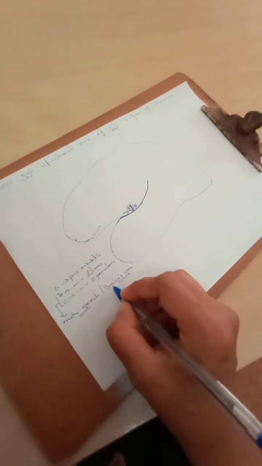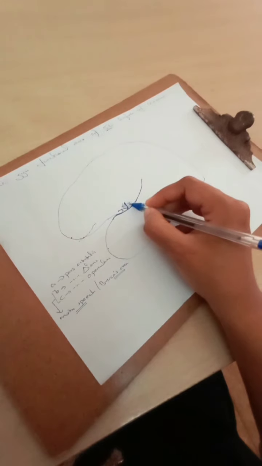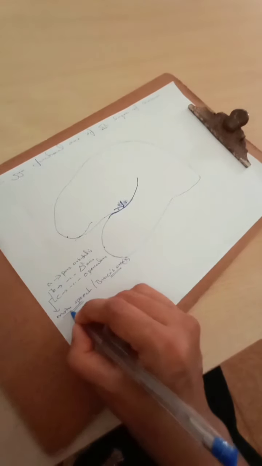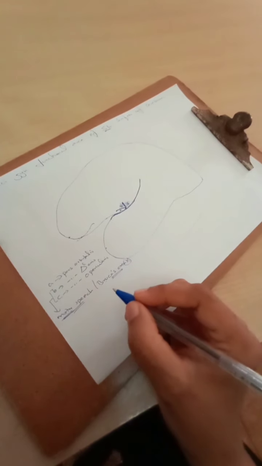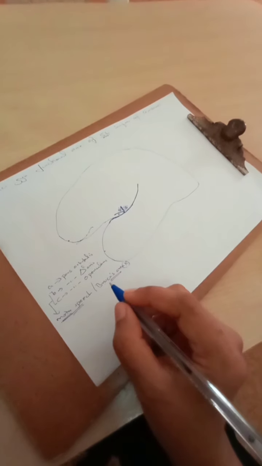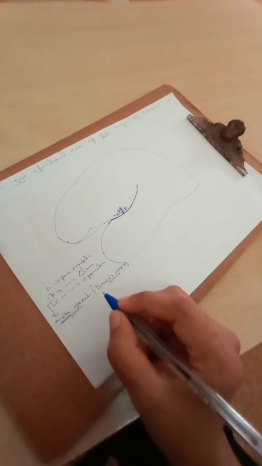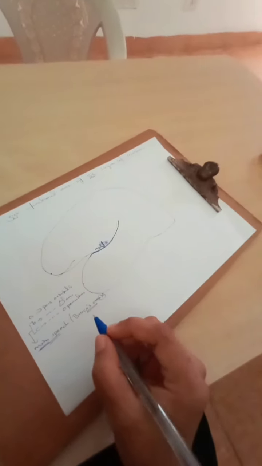Where is the motor speech area? In pars triangularis and pars opercularis. Broca's area. Any lesion here will lead to motor aphasia. That means the patient will not be able to speak fluently, but he makes a lot of sense. It is senseful, non-fluent speech. Alright, fine. Now what else?